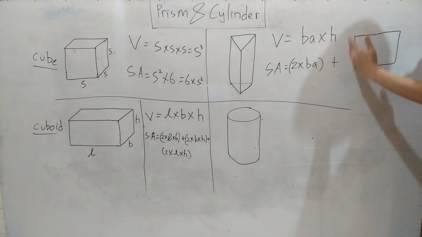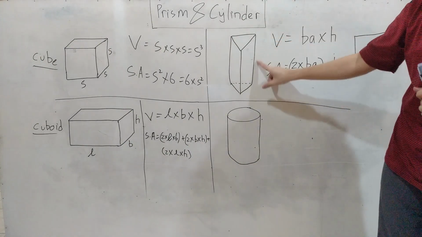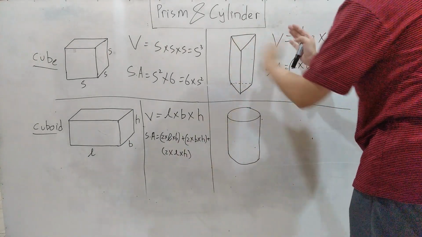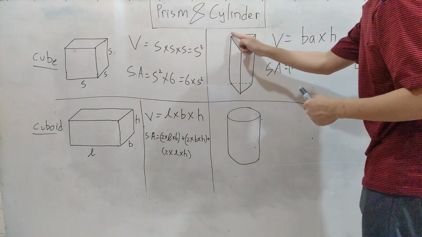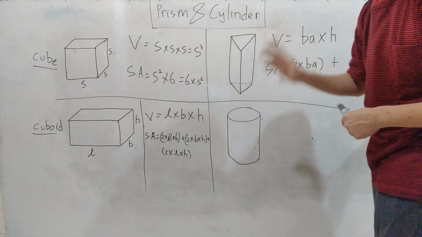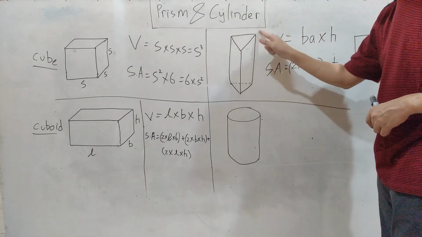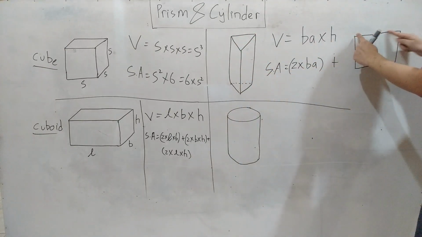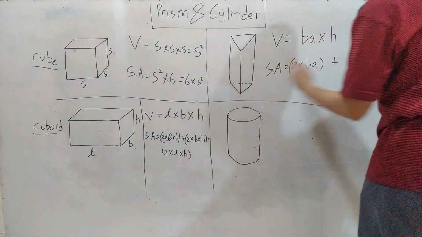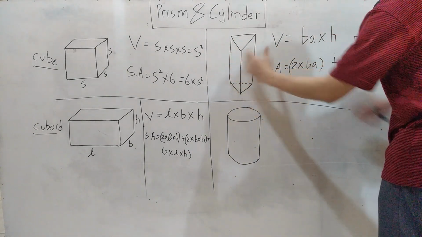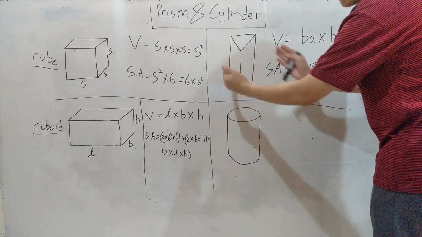The breadth of the rectangle will be the same as the height. However, the length of the rectangle will be the same as the perimeter of the base or of the top. So it is the perimeter. The perimeter will be the length, while the height will be the breadth of the rectangle when you open the thing that connects the top and the bottom.